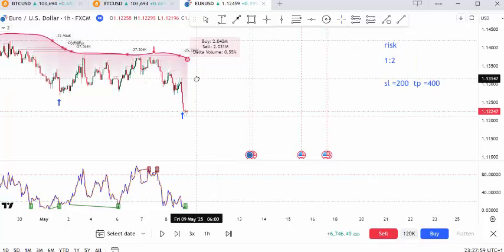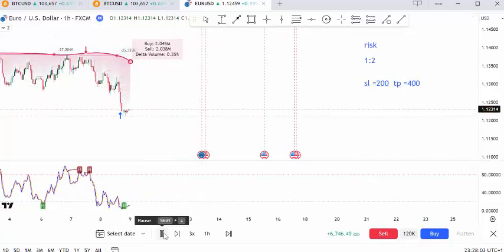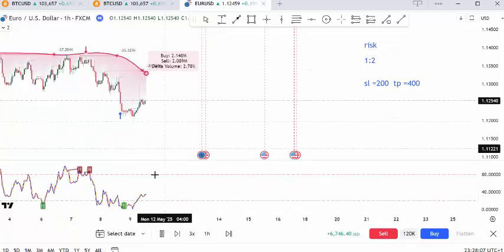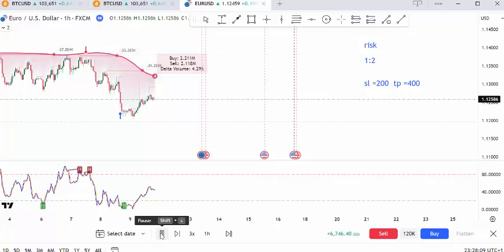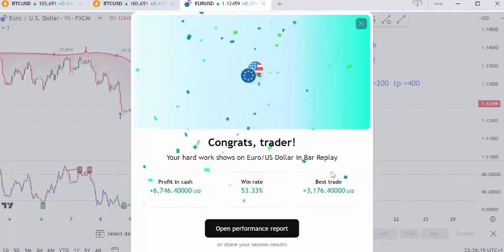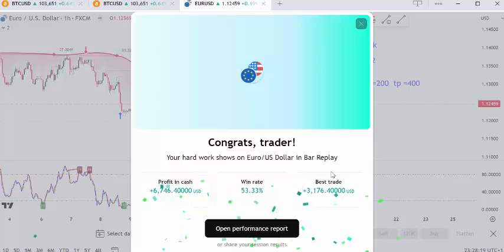TP smashed. Okay. So we pause, continue, waiting for the next divergence. Okay, good. Now that we're done, we have a strategy of 3% win rate, and these are the best trades and these are profits.